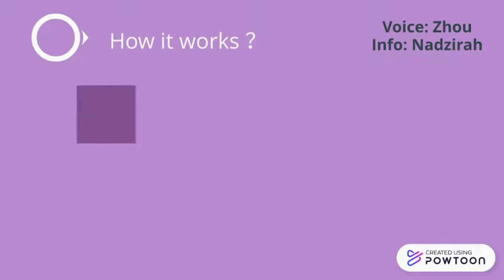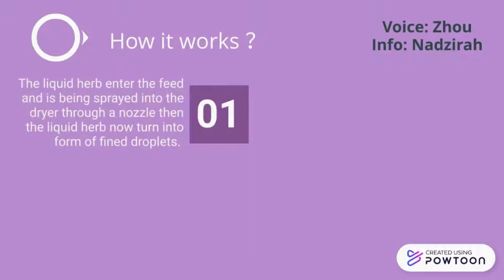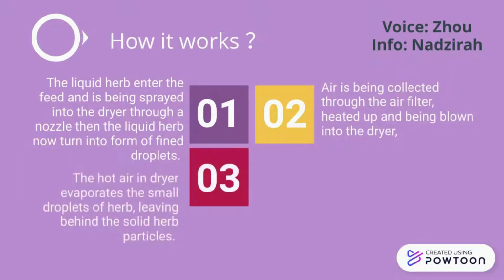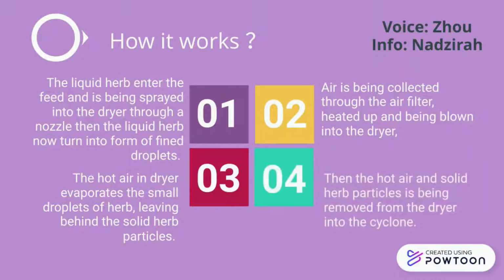The liquid herb is being sprayed into the dryer through nozzle. Air is being collected through air filter, heated up and being blown into the dryer. Then the hot air evaporates the droplets of herb and leaves the solid herb particles. Then the hot air and solid herb particles are being removed from the dryer.